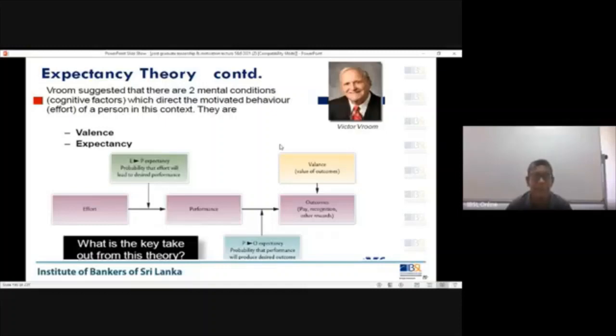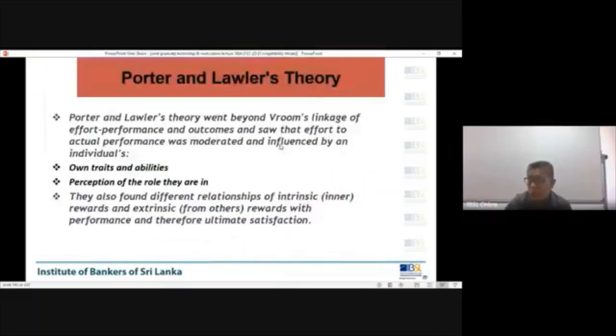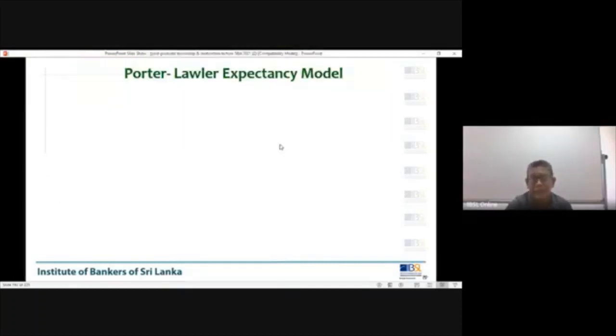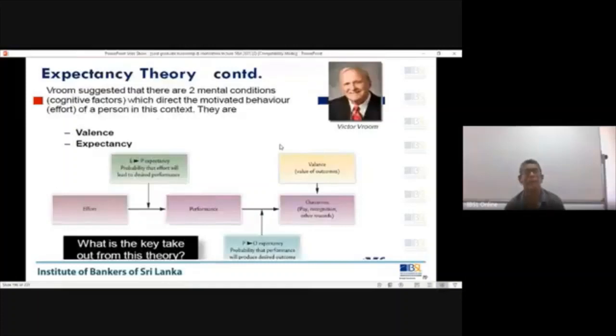These are the two things, valence and expectancy. All are thinking things. Okay. So what is an outcome? Now, if you say in this case, what is the key takeaway from this theory? That's what we need in our management level.